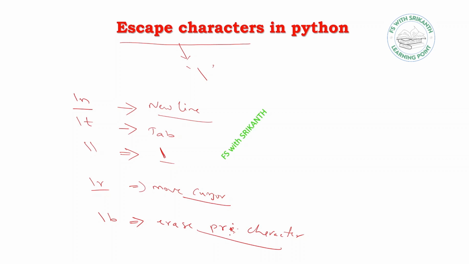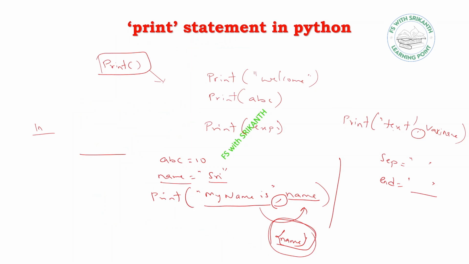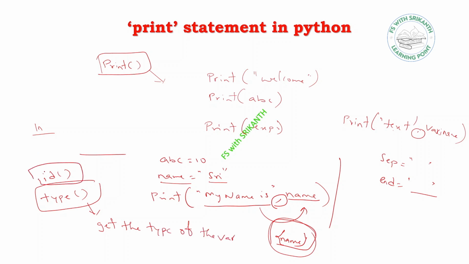So the previous character will be erased. I want to practically execute all these things, like the print statement and these escape characters. Along with that I want to execute the id function and the type function. What is the use of the type function? With the help of the type function we can get the type of the variable, and what is the id function? We can get the address of the variable. Practically we are going to cover this. For that I am going to use PyCharm.